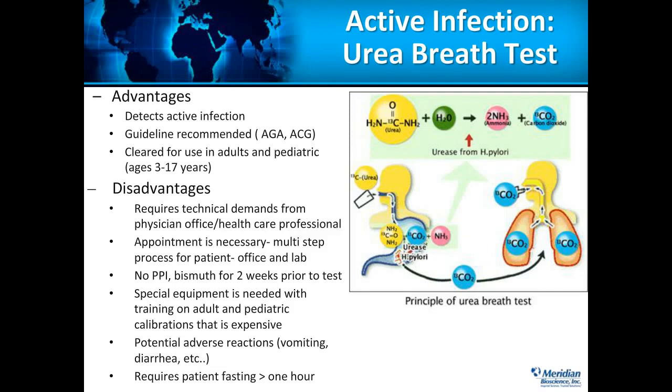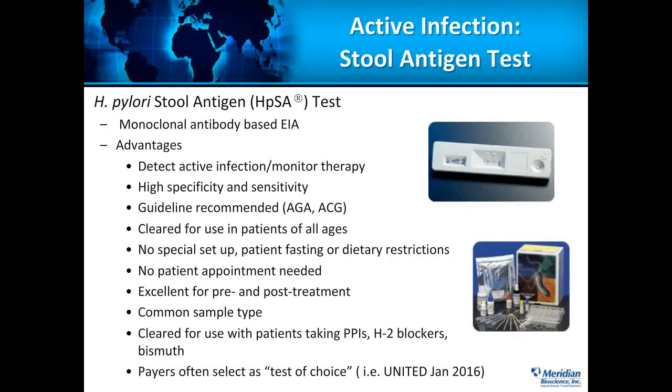Some patients have had adverse reactions related to the reagent that's used for urea breath testing. So all of these are limitations of the urea breath test. Now, the H. pylori stool antigen test is the other test of active infection.